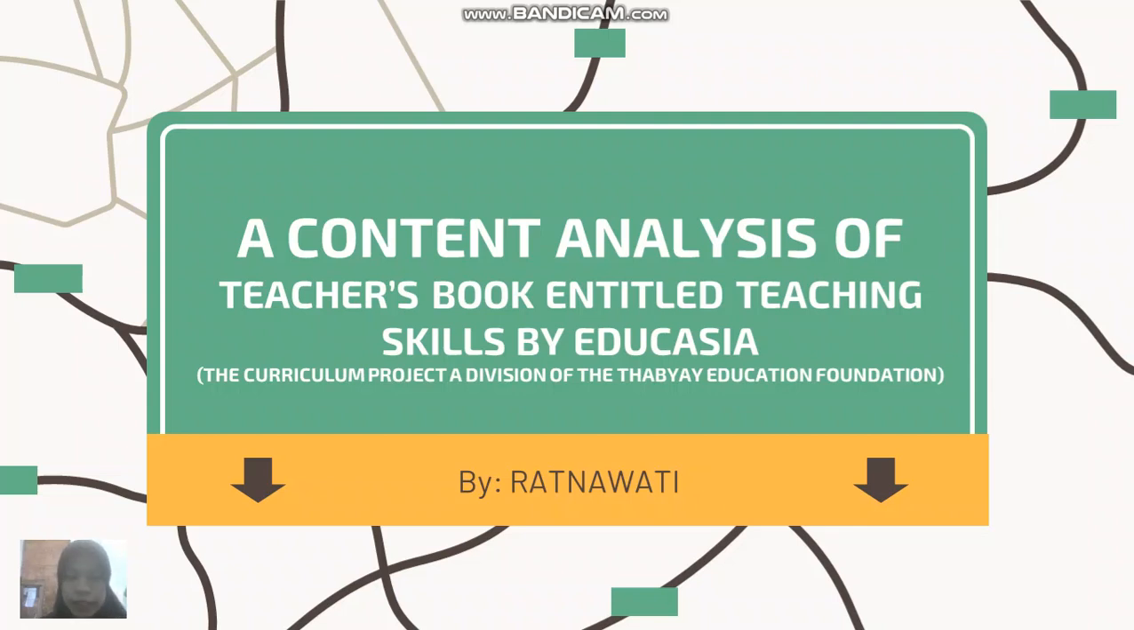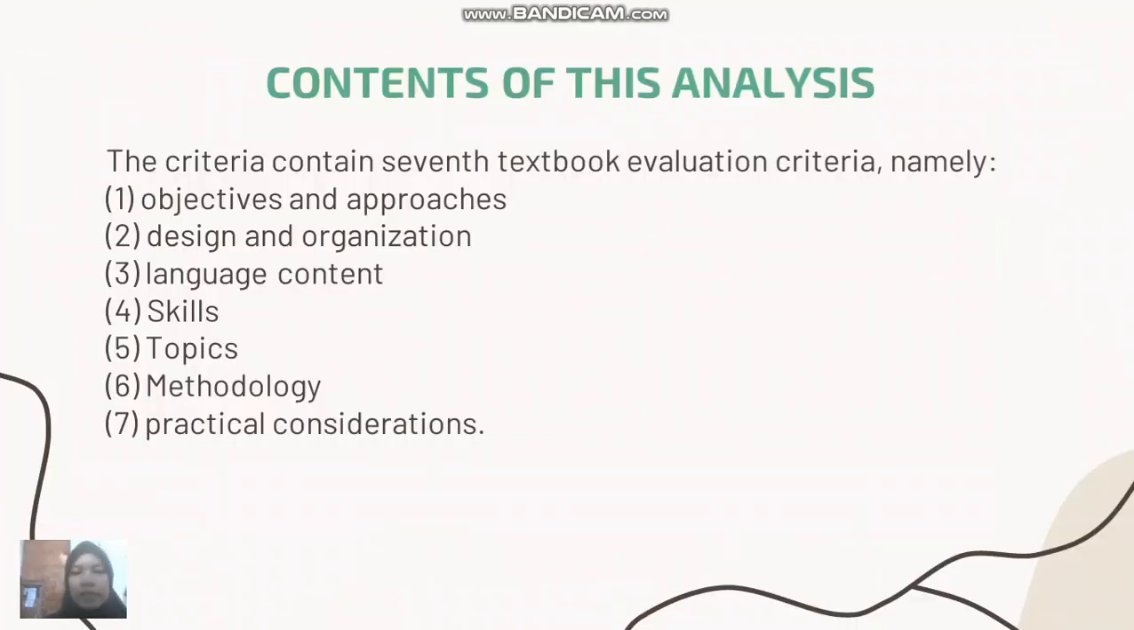My name is Ratnawati. I want to explain the content analysis of the teacher's book entitled Teaching Skills by Education. In this analysis, there are 7 textbook evaluation criteria: objectives and approaches, design and organization, language content, skills, topics, methodology, and practical considerations.